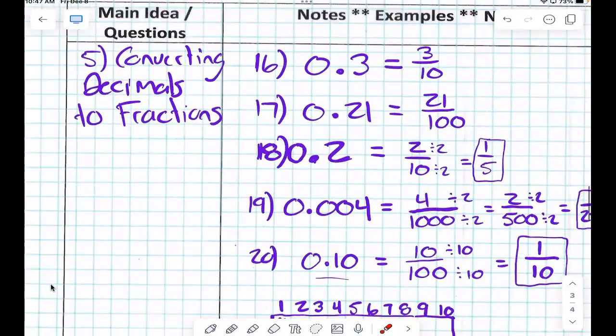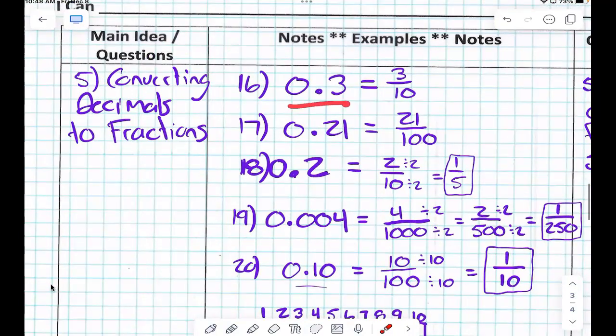What about if we're going from decimals to fractions? Read this decimal. 3/10. Read the fraction. 3/10. Read this decimal. 2100. Read this fraction. 2100. Read this decimal. 2/10. Read this fraction. 1/5.